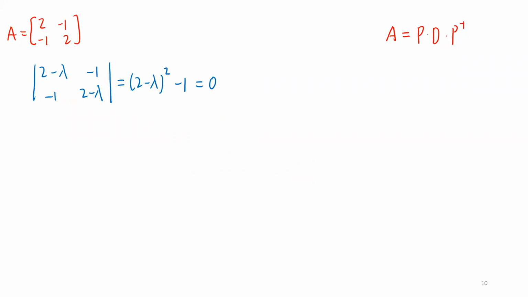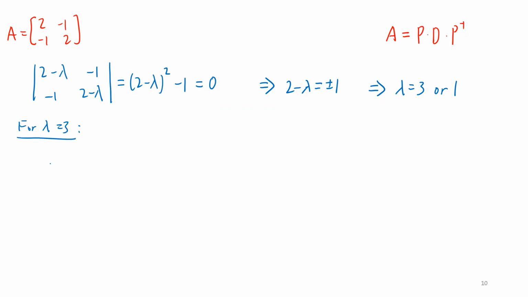That is to say, 2 minus lambda equals plus or minus 1, and that means lambda equals 3 or 1. Then for each eigenvalue, I can find the corresponding eigenvector. Let me consider them one by one. For lambda equals 3, I want to find the eigenvector.